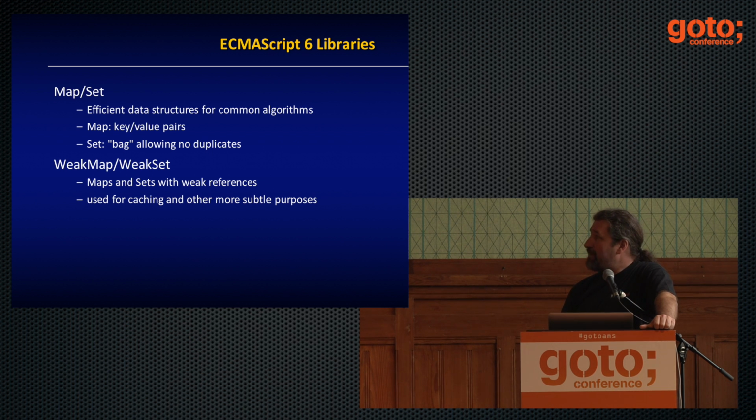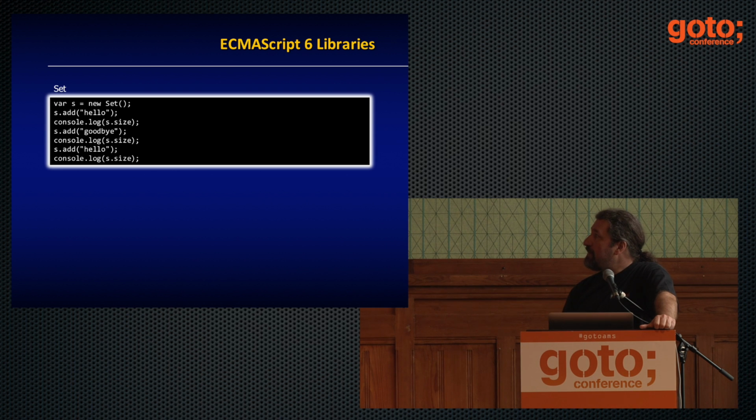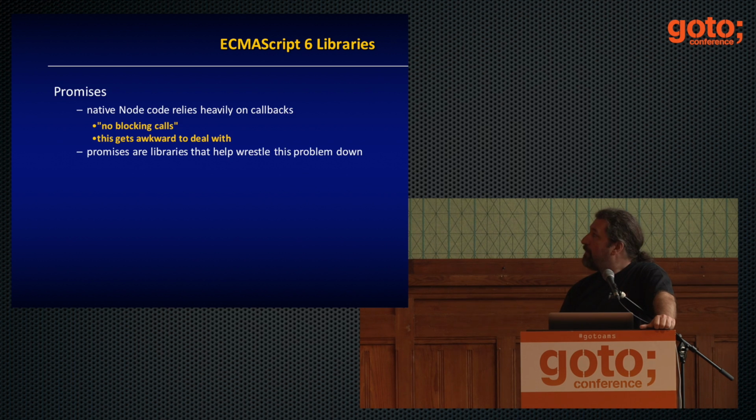So for example, we have a standardized map and set type. We have a standardized weak map and weak set type, right? So a set, of course, cannot contain duplicates. Maps, of course, are just key value pairs. This is all pretty straightforward stuff, right? So here we see a set. There's only 2 items in that set. One element hello, one element goodbye.